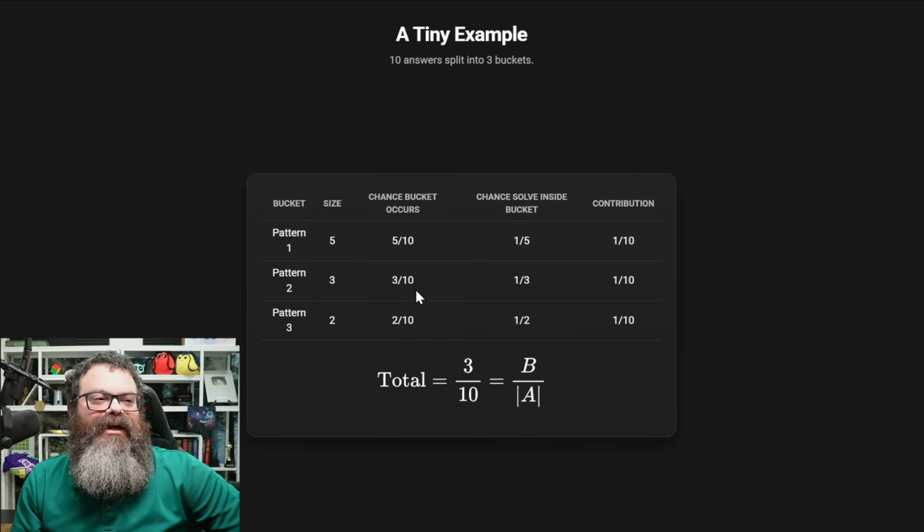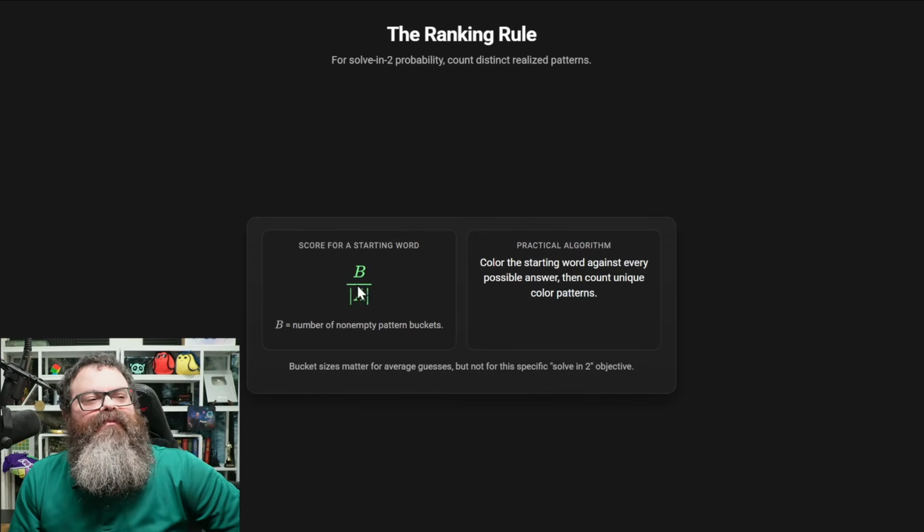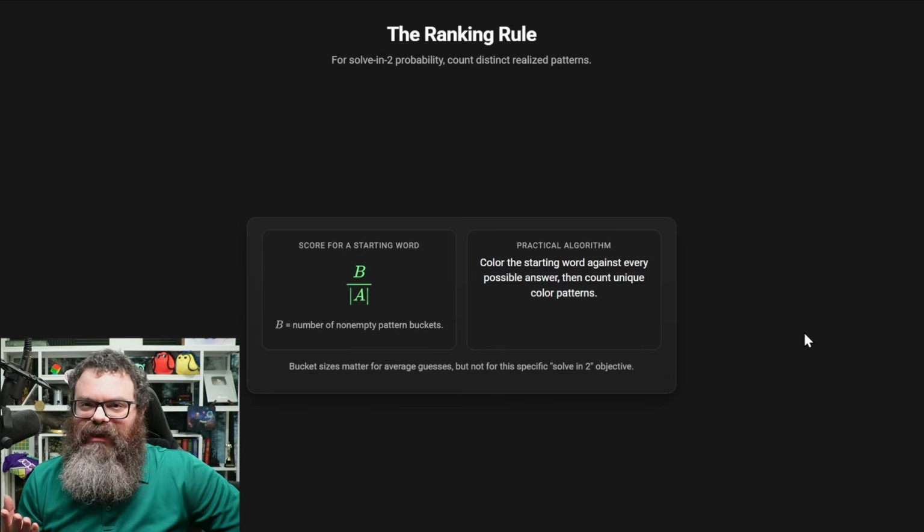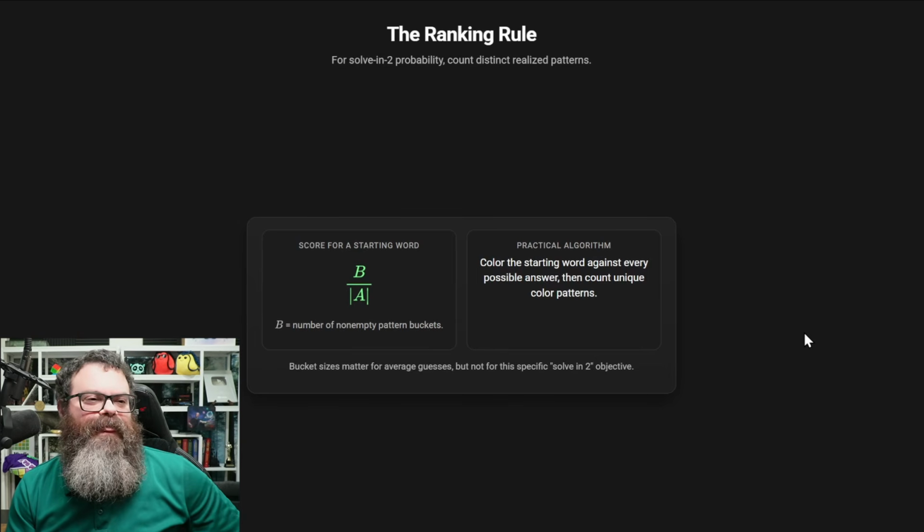Pattern 2 might have size 3. It has a 3 out of 10 chance of happening, but there's a 1 in 3 chance of picking out the correct answer if it does happen. Contribution's 1 out of 10. Pattern 3 also has contribution 1 out of 10, meaning we have a total chance of 3 out of 10 of getting the correct answer, which is our B divided by the size of A. So that's our score. Our score is just how many buckets the word creates, divided by the total number of answers, which means we really just have to track how many buckets this word creates. The one that creates the most buckets has the highest chance of getting it in 2.